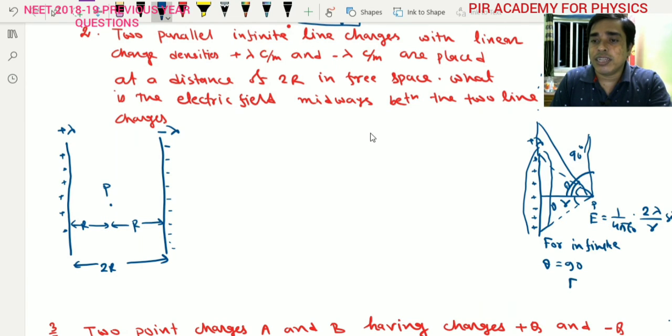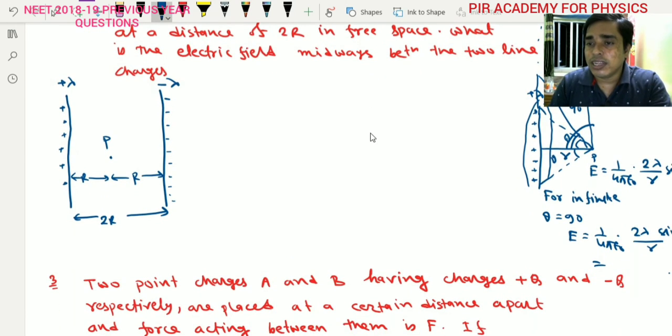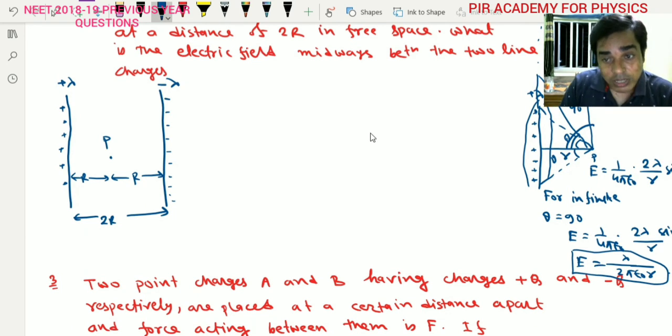So the electric field will be 1 by 4 pi epsilon naught 2 lambda sine 90 degree by r. So it will be lambda by 2 pi epsilon naught r. This is the electric field for an infinite line charge. So we have to use this formula.